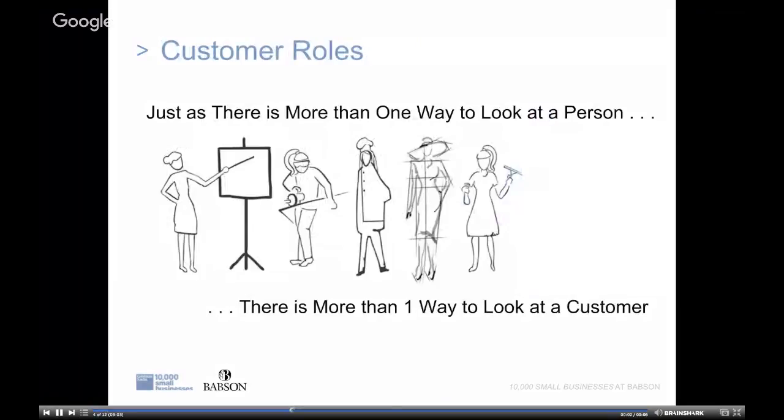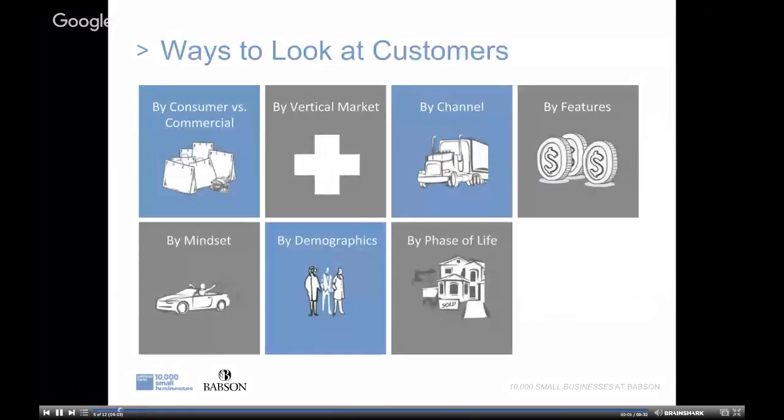There are lots of different ways to look at our customers. This is called customer segmentation. You can look at customers from a standpoint of consumer versus commercial. You could also look at them by vertical market. We can look at our customers by channel, by features, by mindset, by demographics, and by phase of life. How do you look at your customers?